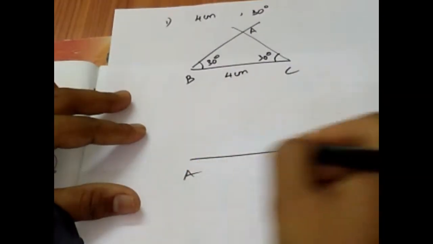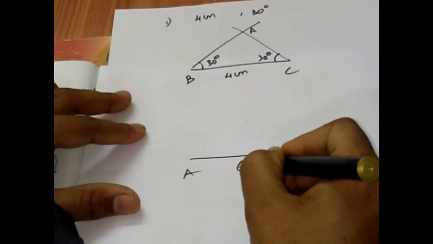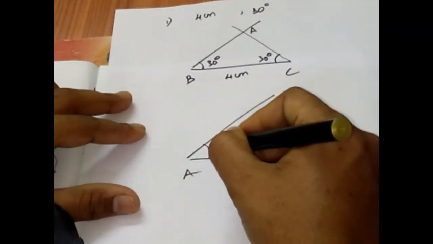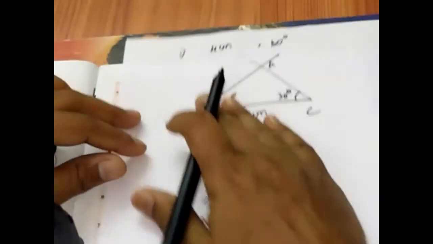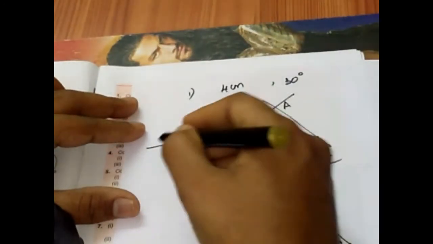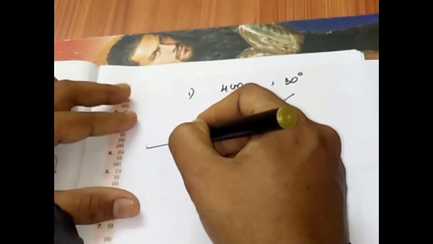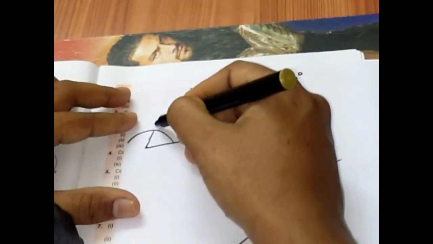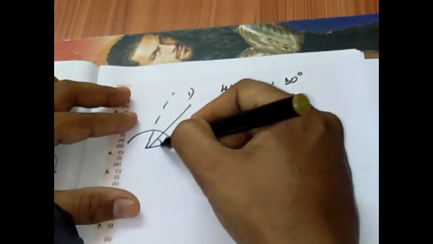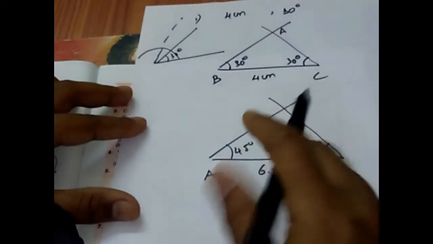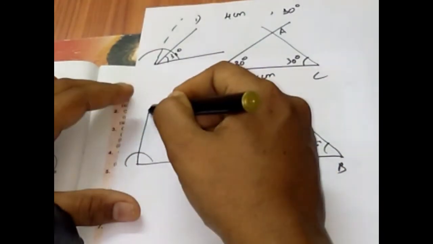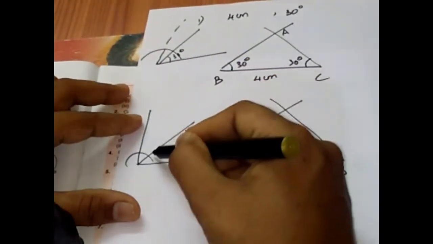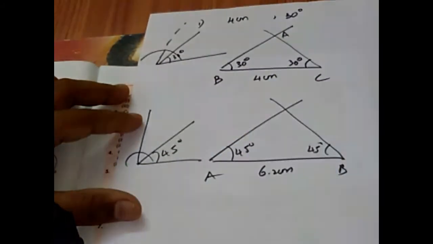Second problem, baseline AB should be equal to 6.2 centimeter and base angles are 45 degree and 45 degree. So how to construct 30? First you need to have 60 degree. So half of 60 will give you 30 degree. Same way to construct 45 degree, first construct an angle equal to 90 degree. Then half of 90 will give you 45 degree.